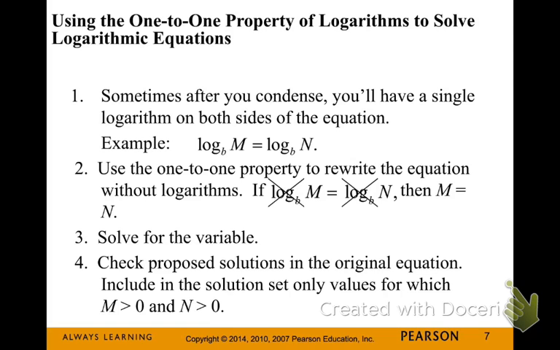If those logs are the same base, then you can use this property of equality, or one-to-one property, to rewrite it without the logarithms. So you're going to simply set the log values equal to each other: m equals n. Then you'll solve for the variable. One thing we need to remember is that the log value will always need to be positive, so you need to check answers to your log equations to make sure, when you plug them back into the original equation, that your log values are positive. If they are negative, then that is not possible, and whatever you're checking is not a solution.